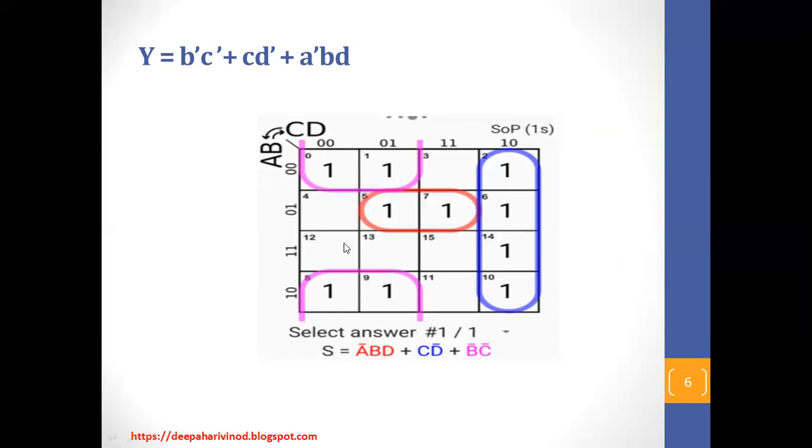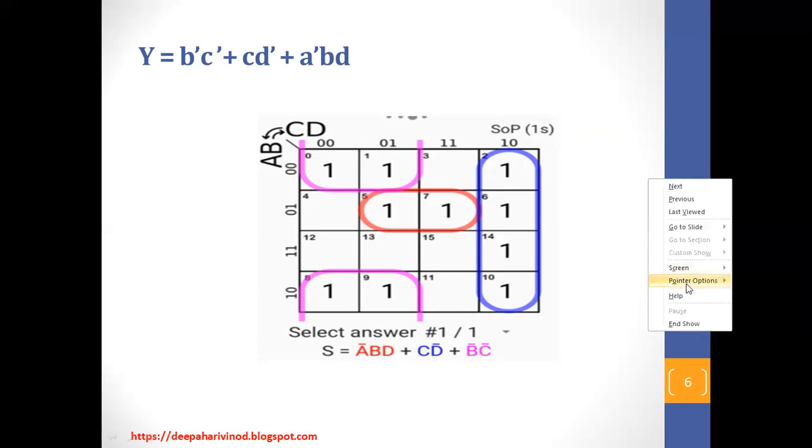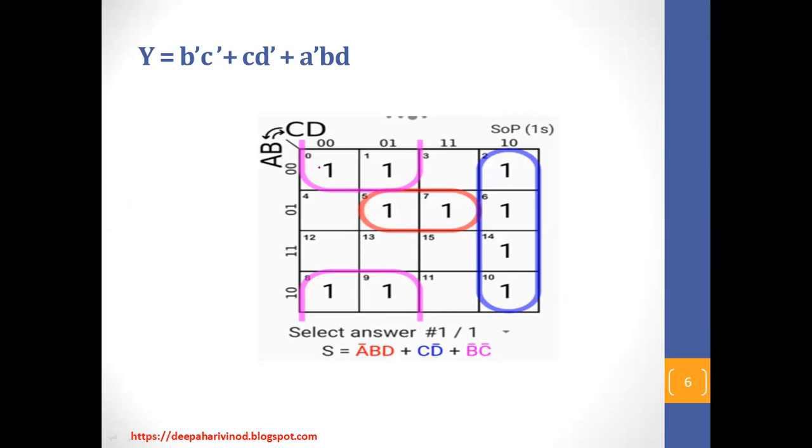Now I can cross verify this with the help of the K map. Whatever minterms are given, I have to mark them in the K map. Here you can see that I have marked 0, 1, 2, 5, 7, 6, 14, 10, 9, and 8. All these are present in the question. Accordingly, I have marked them.